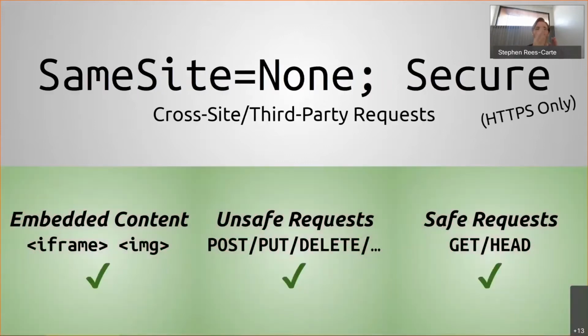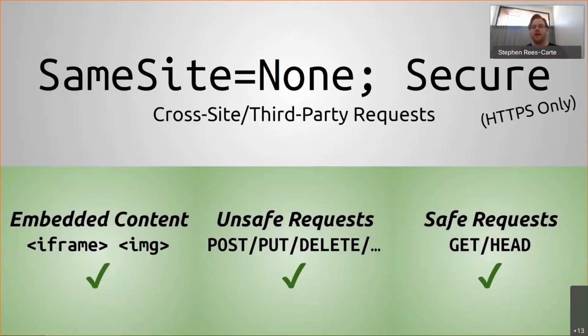Now, the other end of the spectrum from Strict is SameSite=None. None says we want to send the cookies on every single request. So that means send them on embedded content, send them on unsafe requests, send them on safe requests. Just send the cookie on every single request. And that is the current behavior that cookies have when it's not set in most browsers. I'll get to that shortly: the cookie is always sent.